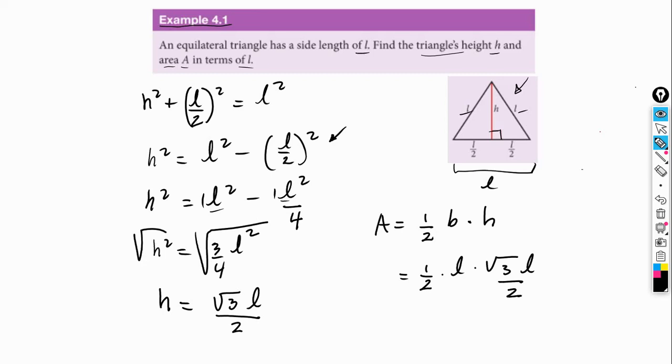So now to solve this, all we have to do is a simple multiplication. So we have that the area is equal to, notice that this is like having a 1 here. And when you multiply fractions, you multiply numerator times numerator and denominator times denominator. So notice that if we multiply the numerator, we're going to get square root of 3 times L squared over 4.